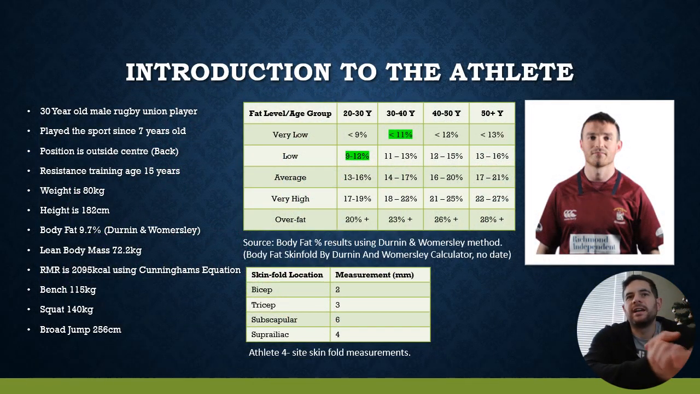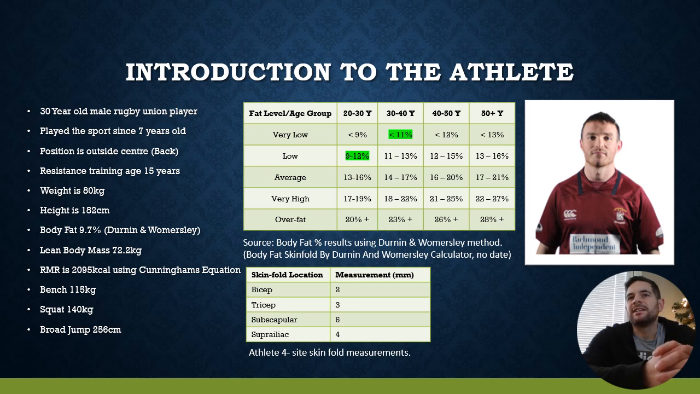Okay, so firstly, I'm just going to give you a brief introduction to my athlete. He's a 30-year-old rugby player. His position is outside centre, which is one of the backs. He has a training age of 15 years. His current weight is 80 kilograms with a height of 182 centimetres. His body fat percentage is 9.7%, and this was calculated by four-site skinfold measurements using the Durnin and Womersley method. And he would be deemed to have a low to very low body fat percentage for someone of his age.